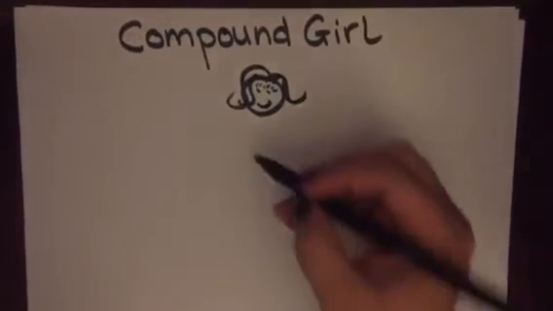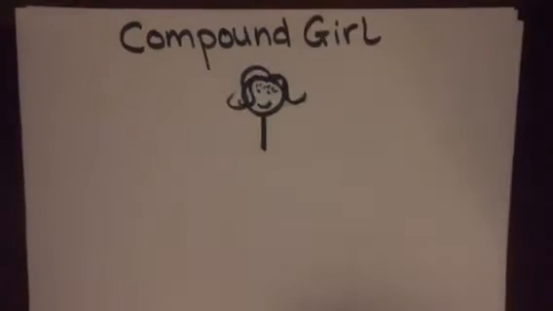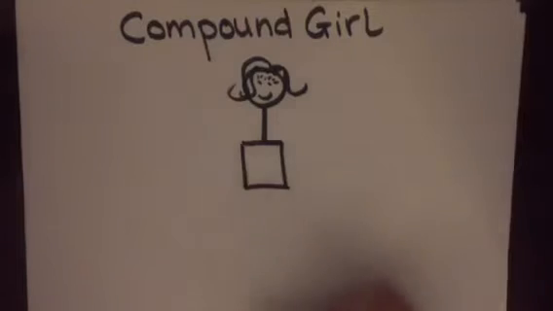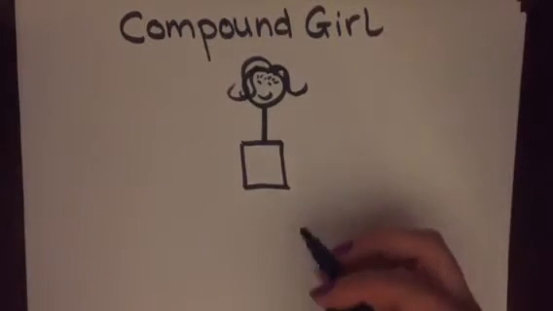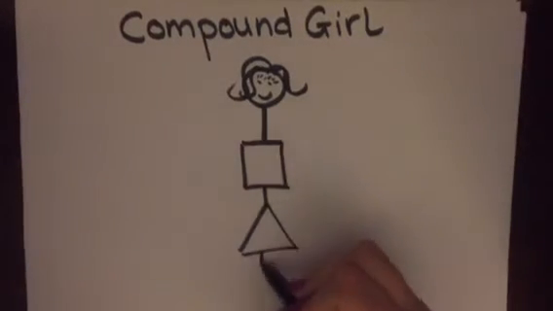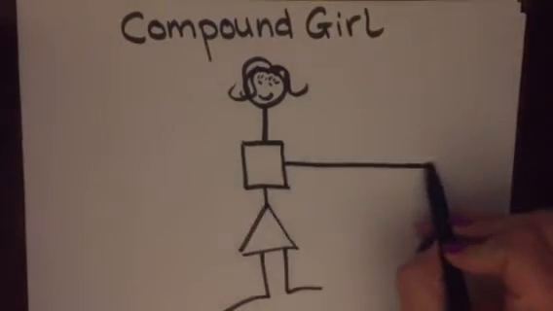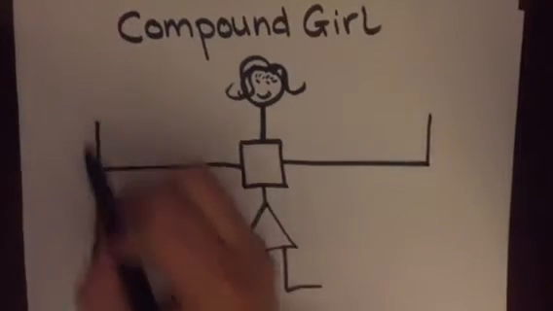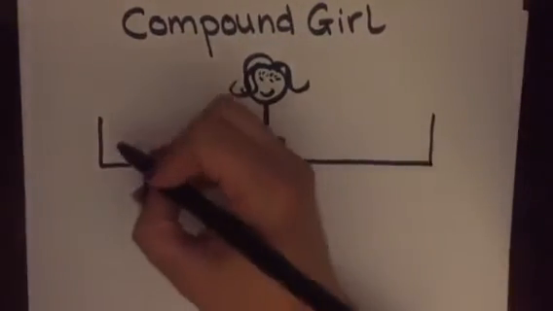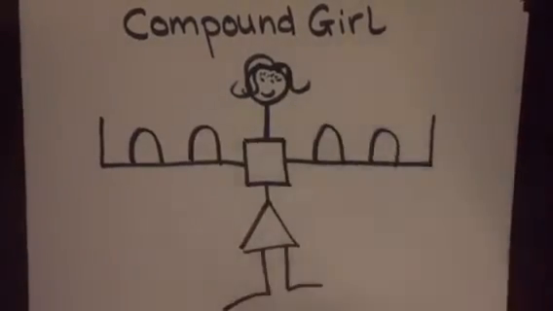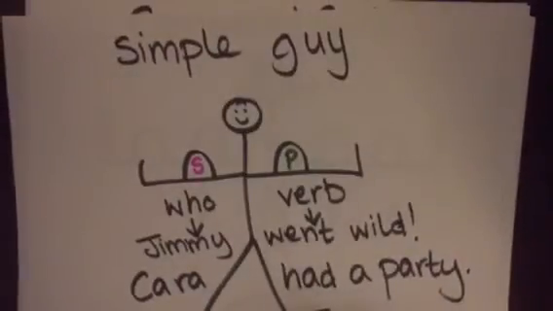Now, my compound girl, she's a slightly modified stick figure. She has a square in the middle. This is her six-pack. This is her muscles in the middle. And she has very, very strong, long arms. On each arm, she has two big muscles. Sorry, boys, compound girl is much stronger than simple guy. She's got double the amount of muscles.